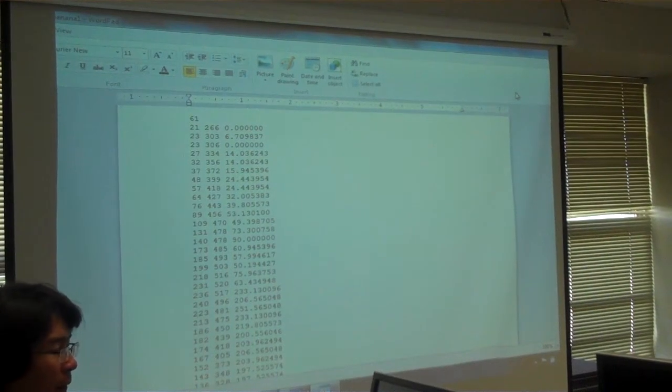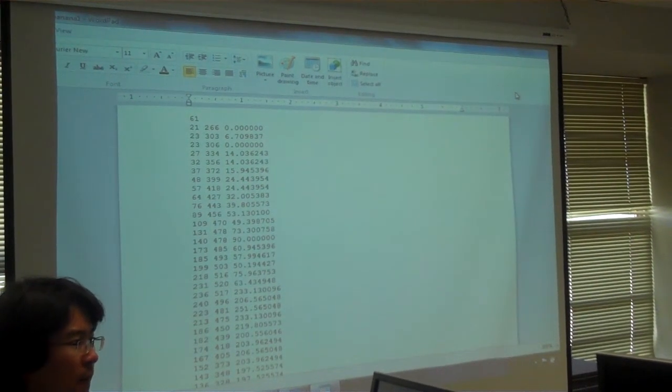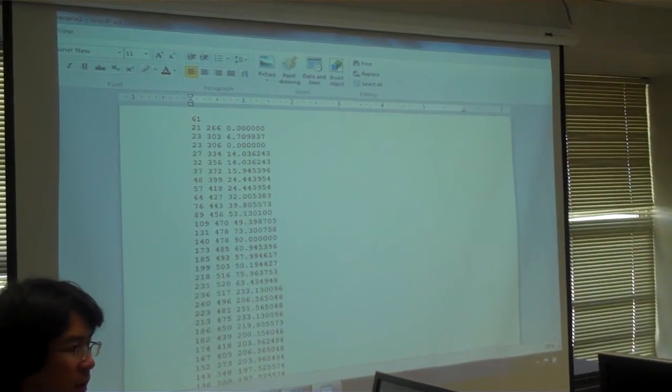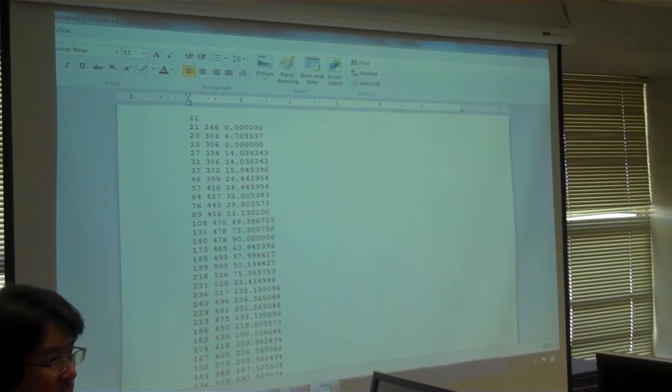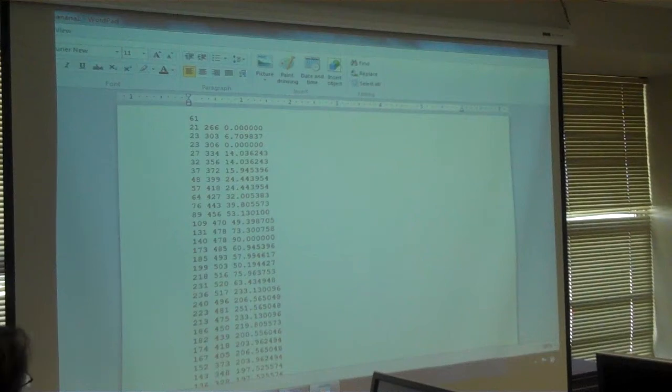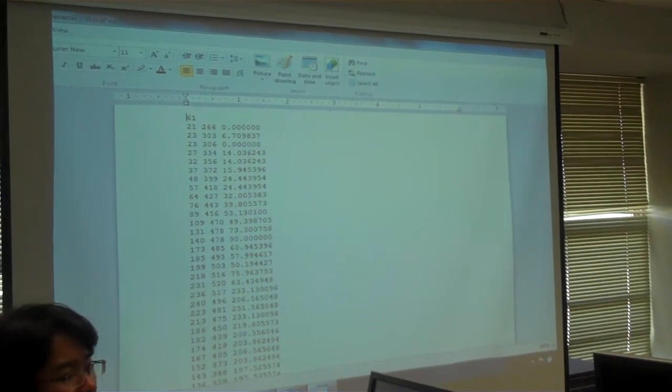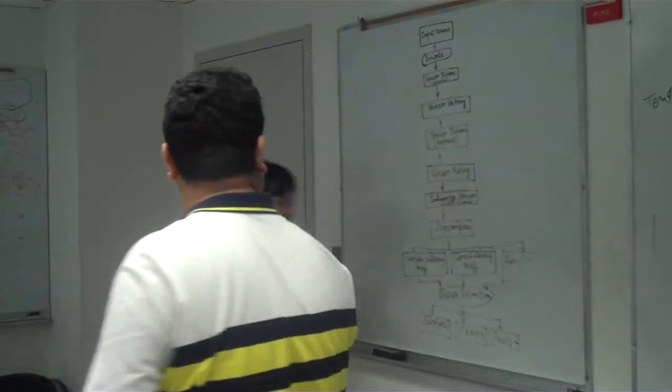Yeah, the first column is X, the second column is Y. The third column, you don't know what it is. I will consider it something. The third column is something that was used. That's why I want to ask the vendor what that is, like I asked him last time also.